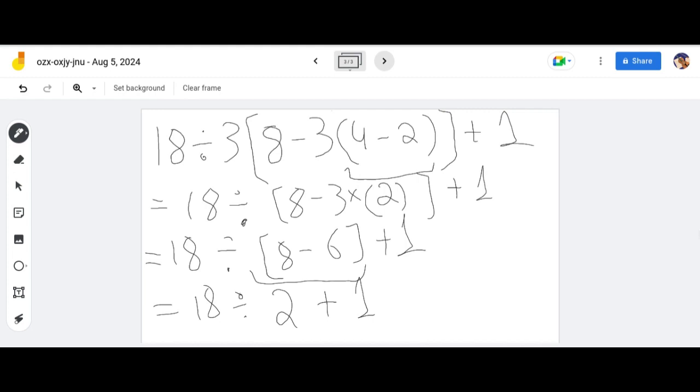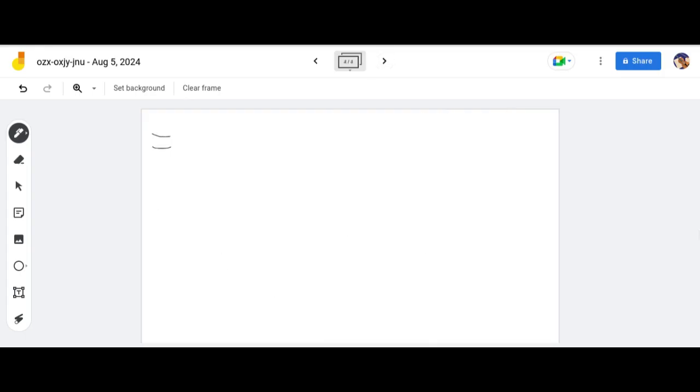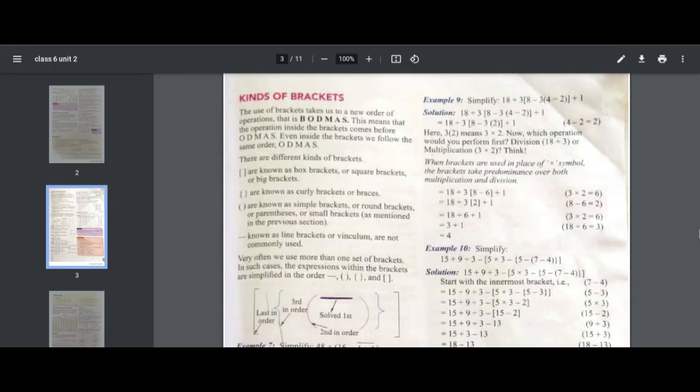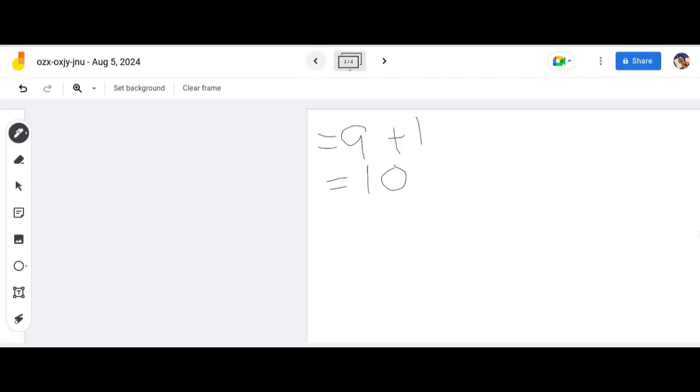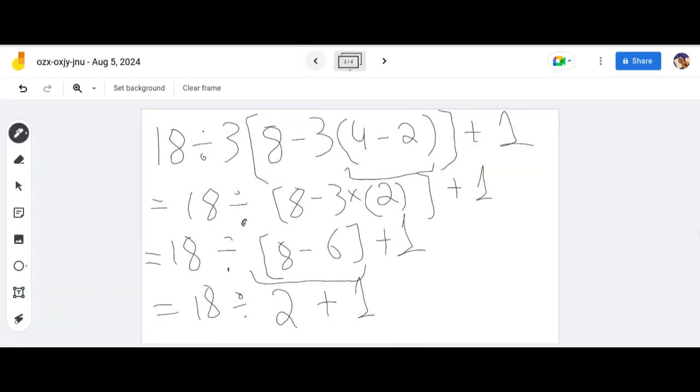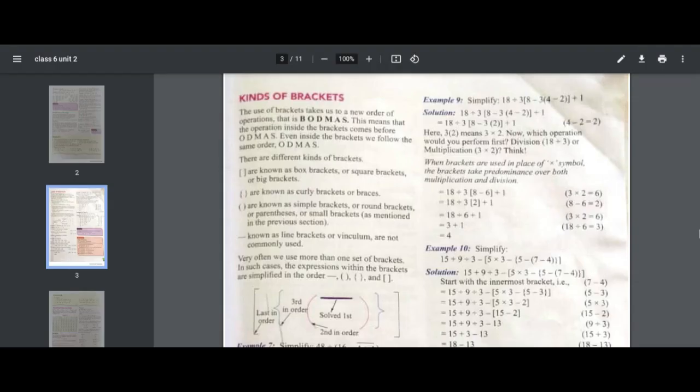Now we have to follow the division rule first, and then do the addition. Now 18 divided by 2 is 9. 9 plus 1 is 10. Is my answer correct? How do I check that? Wait, 3 2s are 6. If we have 3 2s are 6, then 8 minus 6 is 2.